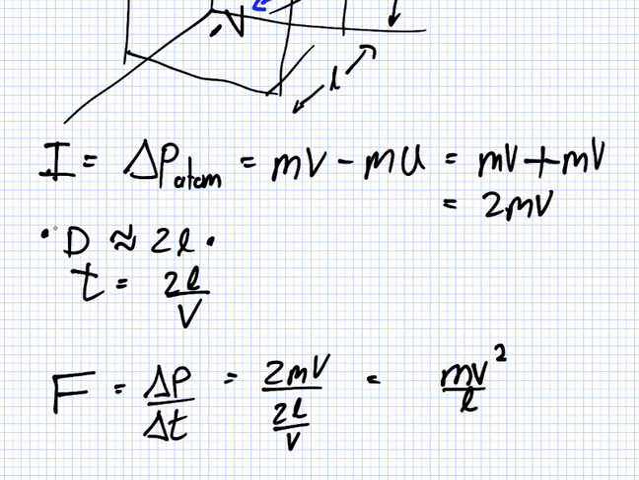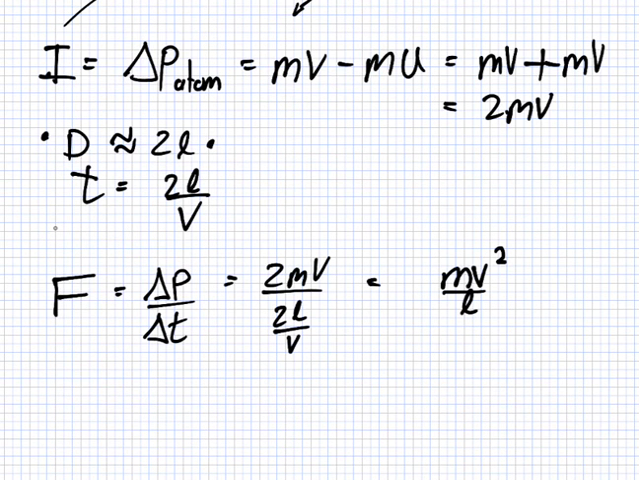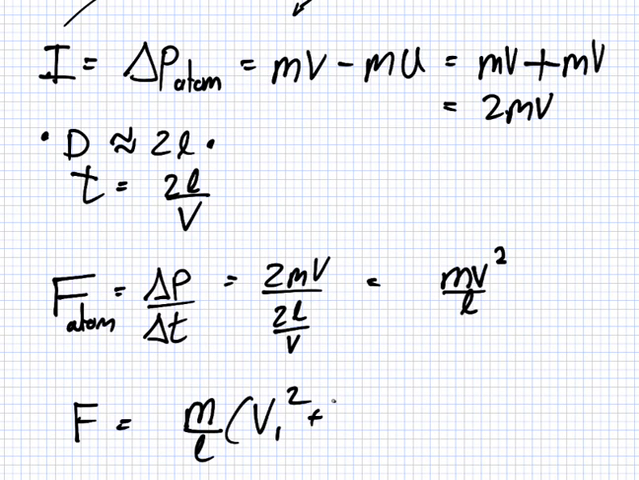Okay. Now, that's the force of just one particle hitting the wall. But of course, in this gas, we have many, many particles. So this is just the force for one atom, or particle, or molecule, or whatever. So the total force would be m over L, V1 squared plus V2 squared plus V3 squared, etc. for all the particles. And let's say we have n particles, like this.